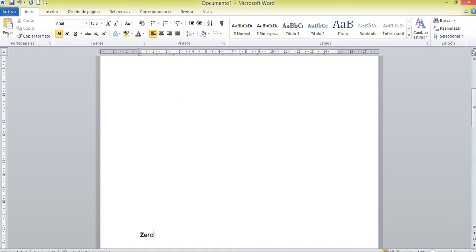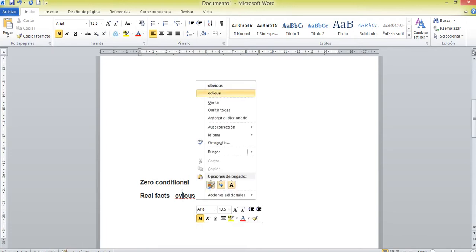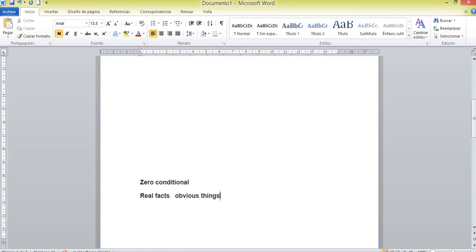So, zero conditional, first. Zero conditional. So, zero conditional, the use is for real facts or obvious things. So when we're talking about real facts or obvious things, we're talking about things that are very obvious, very normal for us.